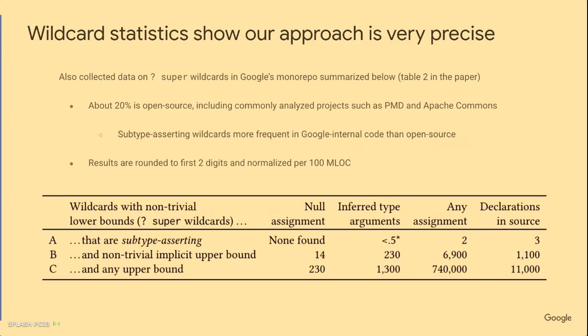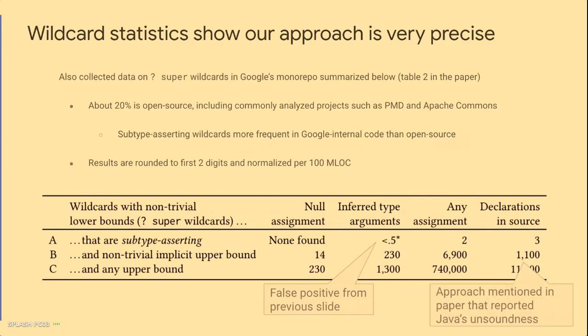But if you pull back the precision a little bit, so this is all about ? super wildcards. In the first line, subtype asserting. In the second one, we're just looking for them with any implicit upper bound other than Object. And you can see you get orders of magnitude more. And then if you just look for any upper bound, including Object, you get at least another order of magnitude more. I think this corresponds to what was proposed in the OOPSLA paper, if I understand it correctly. And you can see that in Google's code base, this would actually be pretty common. It's like once every 100,000 lines of code, it would break something.